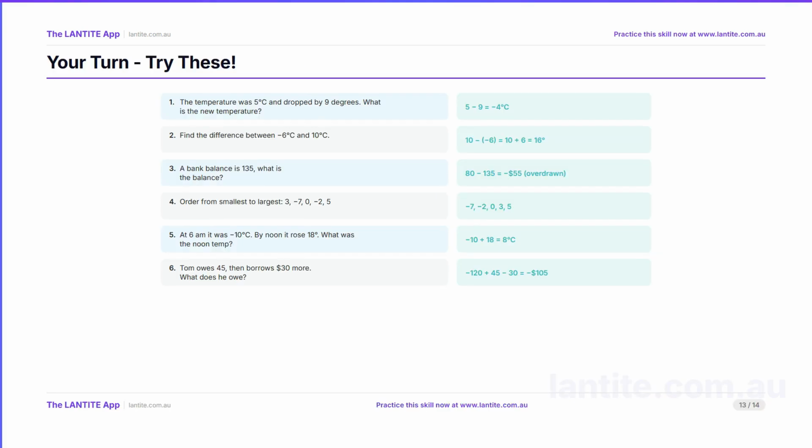Now, pause the video and try these 6 problems. Problem 1 is a simple temperature drop. Problem 2 asks for the difference between a negative and a positive temperature. Problem 3 involves a bank balance going into debt. Problem 4 tests whether you can order negative numbers correctly. Problem 5 is a multi-step temperature change. Problem 6 is a debt repayment question. Check your answers when you're ready.